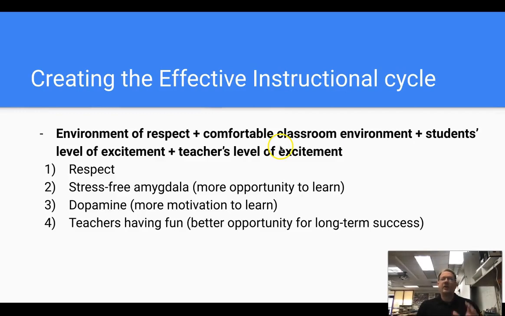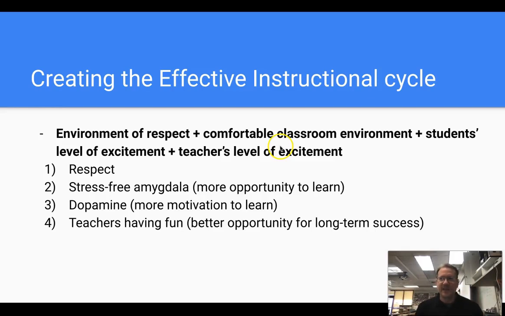So, creating the effective instructional cycle. This is what we've got. First things first, establish respect for your students, and they will give it back to you. It may take a little while, right? Because, again, teens model adult behavior, and if they're used to negative adult behavior, it's going to take a little while for them to break that cycle. Start with respect. Establishing respect in the classroom. Create a classroom that's less stressful, right? That the students don't feel threatened in. Now you're giving them the ability to learn more.